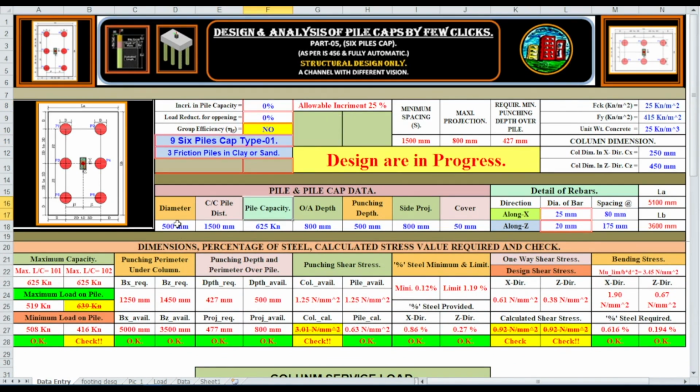As usual, diameter of pile 500, center to center distance of pile 1500. Now I'm changing here friction pile in clay or sand to hard clay. Minimum spacing 1250. Capacity 500.